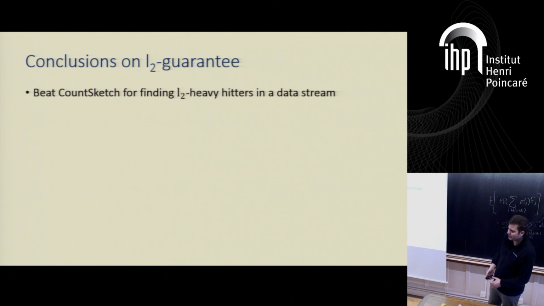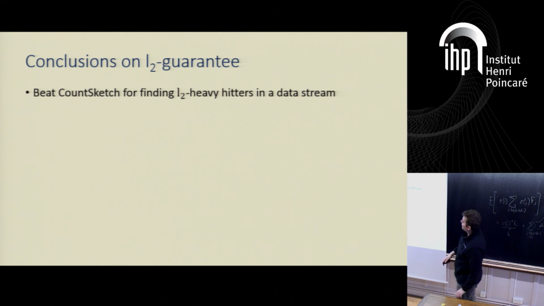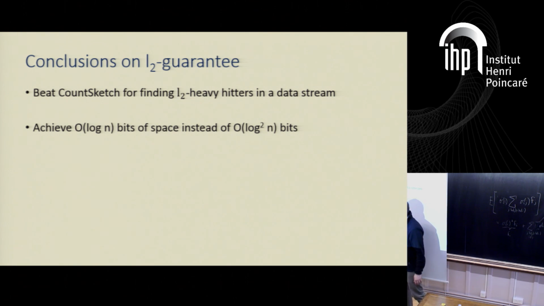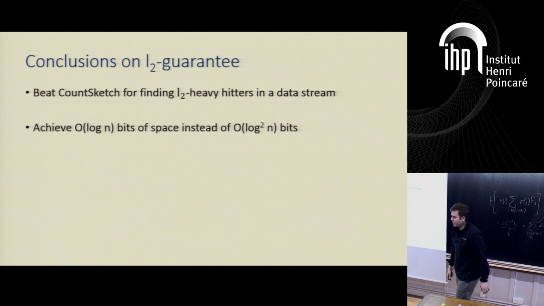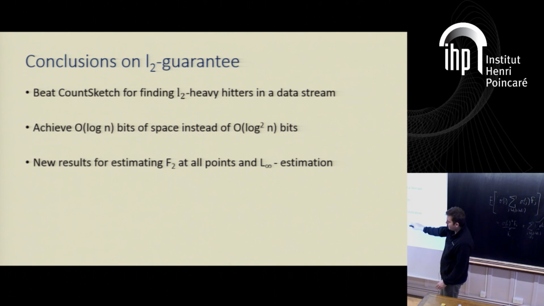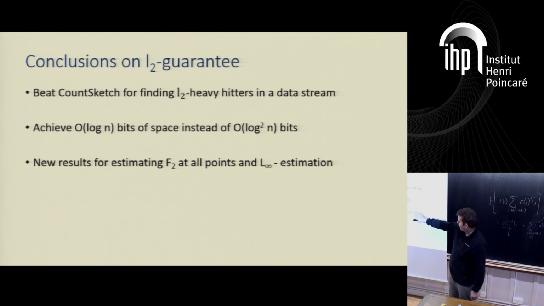So let me just conclude. We beat CountSketch for finding L2 heavy hitters in a data stream. Using this follow-up work, we get log n bits of space instead of log squared n bits of space. As I mentioned, it has other applications to estimating F2 at all points in a stream. And there's a direct corollary of finding the maximum frequency, since we're finding all the heavy hitters.